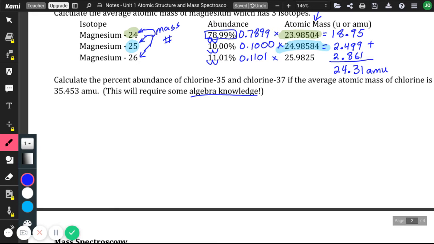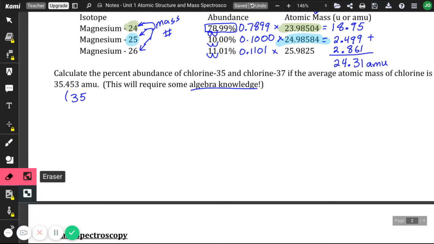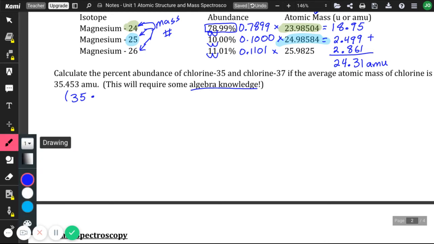So here, I'm told that I have chlorine 35, so 35 times its percentage. Well, I don't know its percentage, so we're going to put X. Plus chlorine 37 times its percentage. Again, I don't know that, so Y, equals 35.45. So how do I solve this?